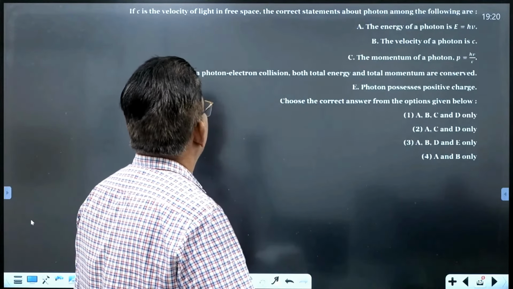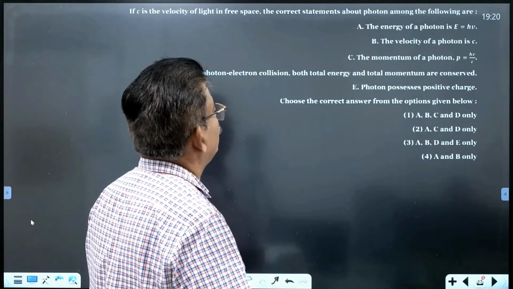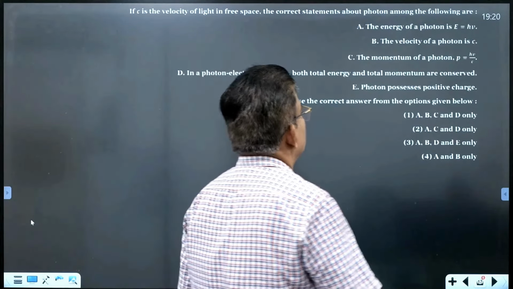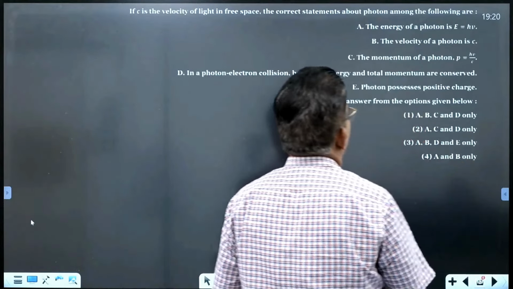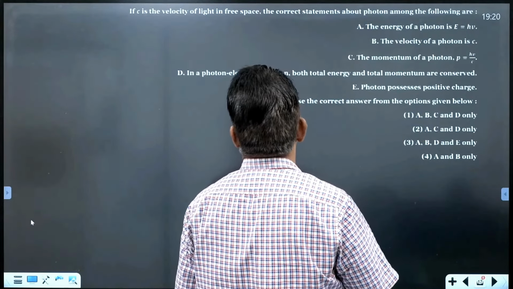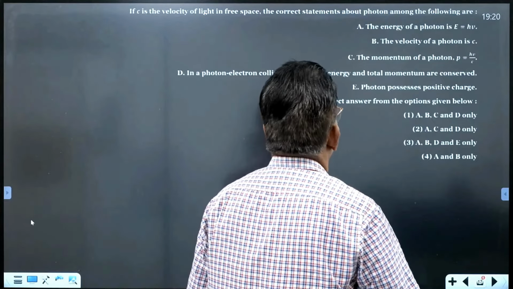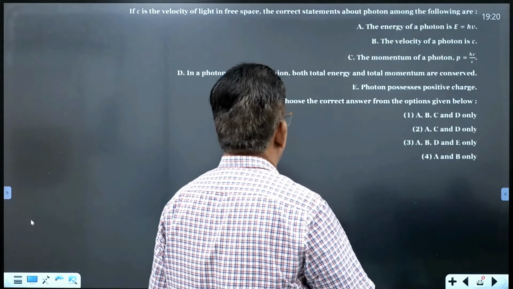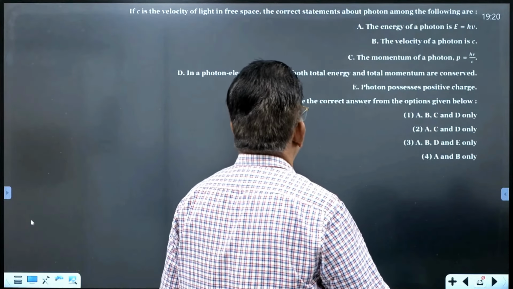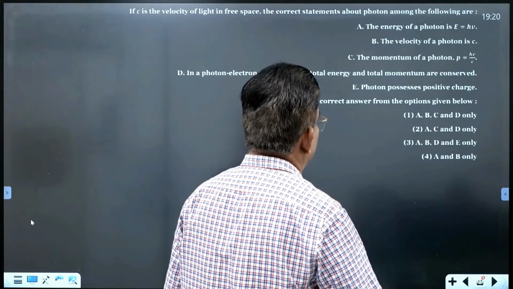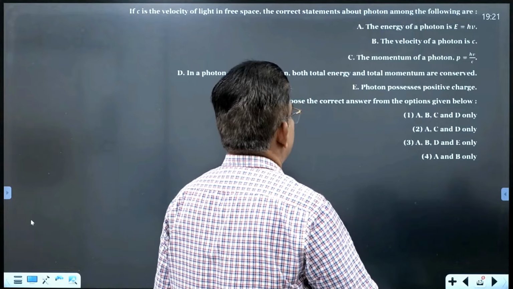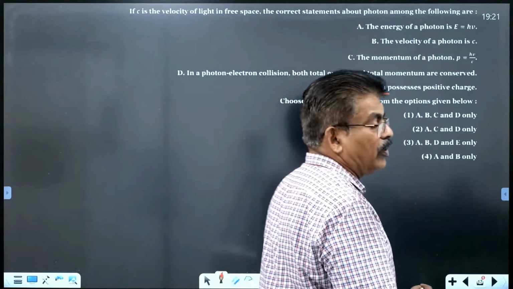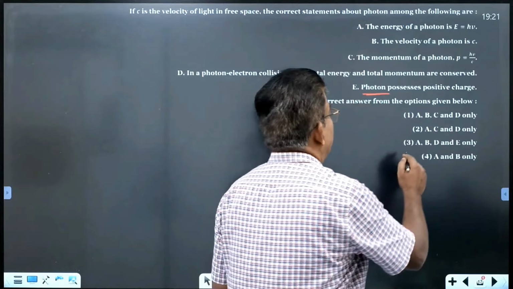If c is the speed of light in free space, the correct statements about photon among the following are: energy of photon is h nu, correct; speed of light c, correct; momentum of photon is what? h nu by c, E by c, that's correct. D, in photon-electron collision both energy and momentum are conserved, that is correct. Photon possesses positive charge? No, photon is neutral. So again, this is a direct pick from the NCERT book. So A, B, C, D are correct.